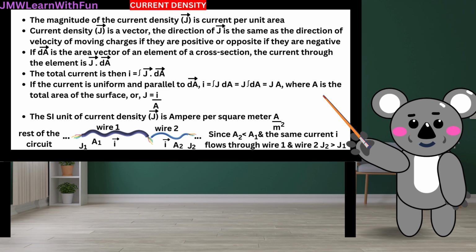The figure shows two wires, wire 1 and wire 2, connected in series and connected to a circuit such that a current I flows through wire 1 and 2. If wire 1 and wire 2 have cross-sectional areas A1 and A2, and current densities J1 and J2 respectively, since A2 is less than A1, and the same current I flows through wire 1 and wire 2, J2 is greater than J1.